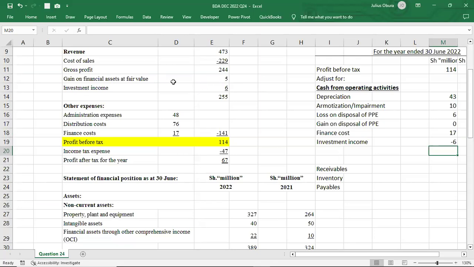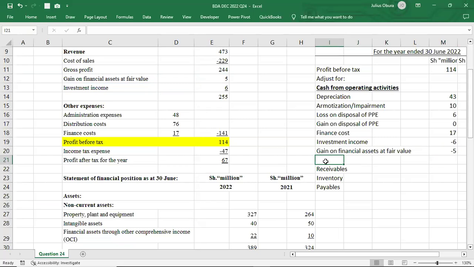We go to gain on financial assets at fair value. The gain on financial assets at fair value, we have not done the adjustment. It doesn't fall under distribution. It doesn't fall under admin. It doesn't fall under cost of sales. So we adjust for it. The gain on financial assets at fair value, it was as well added, so you subtract it. Gross profit, this is an output of revenue and cost of sales. We have cost of sales and revenue, so we are done with that.